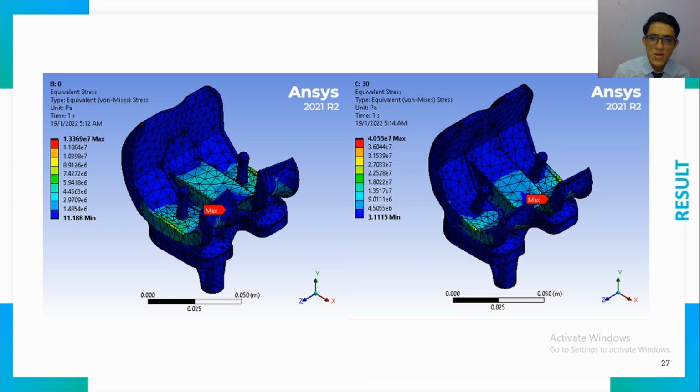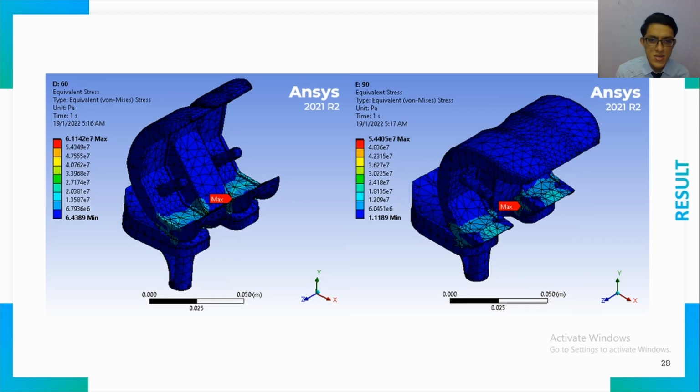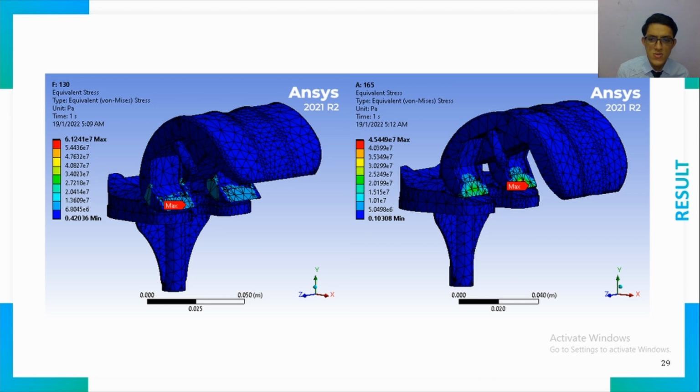The figures below show the mesh of the knee prosthesis when the von Mises stress was applied on the design, and it shows where the stress is distributed on the surface of the prosthesis, from the lowest values to the maximum values at the critical point.